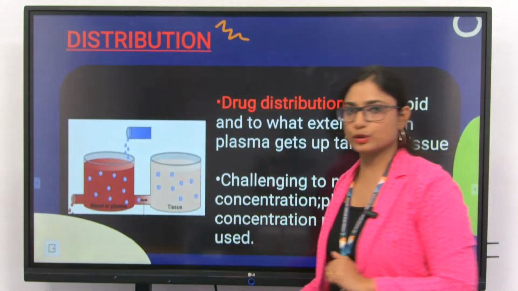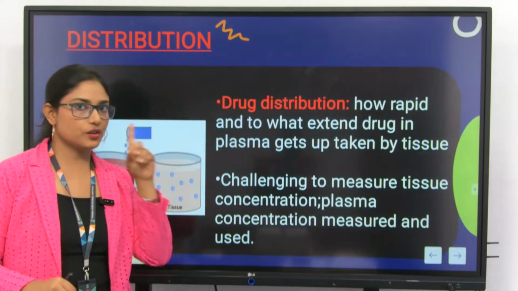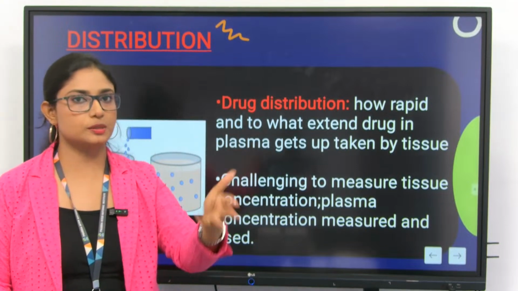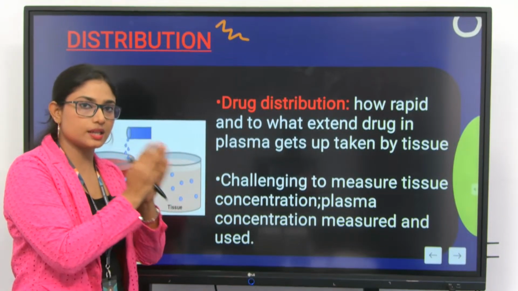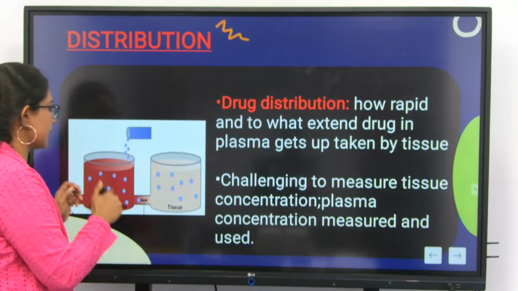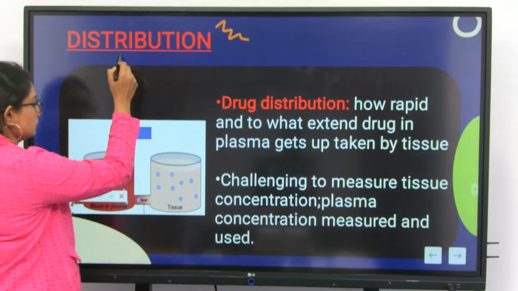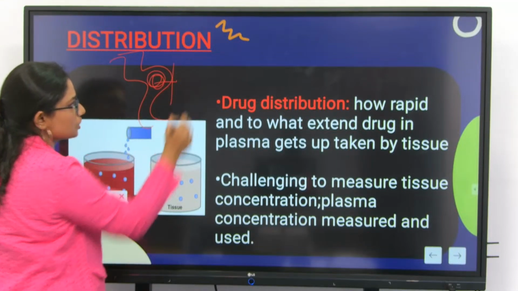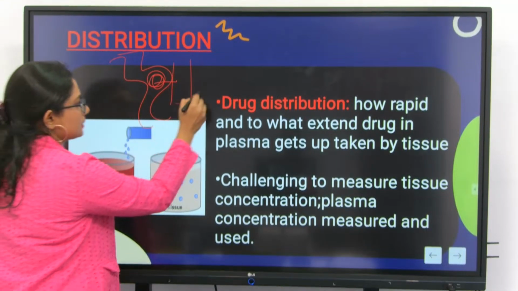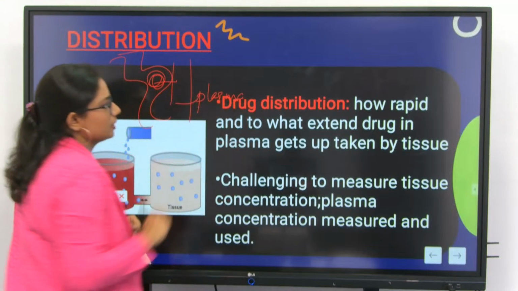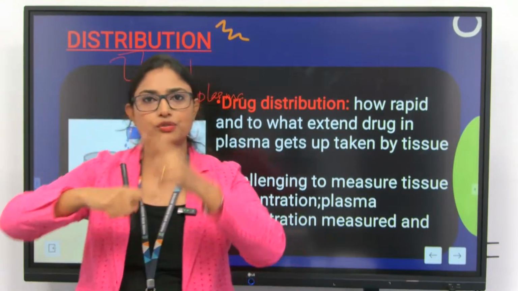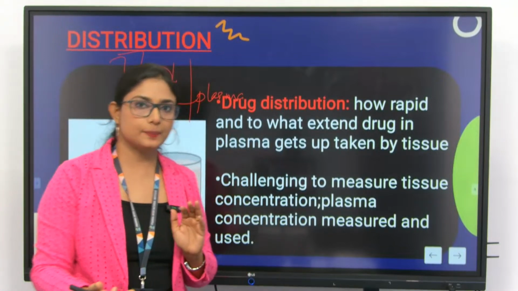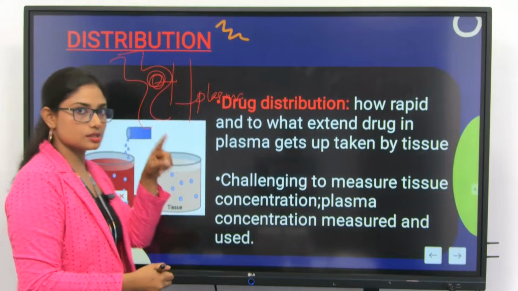Next, we'll go to distribution. What is this distribution? So first was the absorption parameter. Absorption was the movement of drug from the site of administration to the bloodstream. Now the drug concentration is more in the plasma, or I can say in the bloodstream. So as I've mentioned, the drug will move based on the concentration gradient, isn't it? If one compartment is empty, definitely the drug will move to that empty compartment. So that causes this distribution.